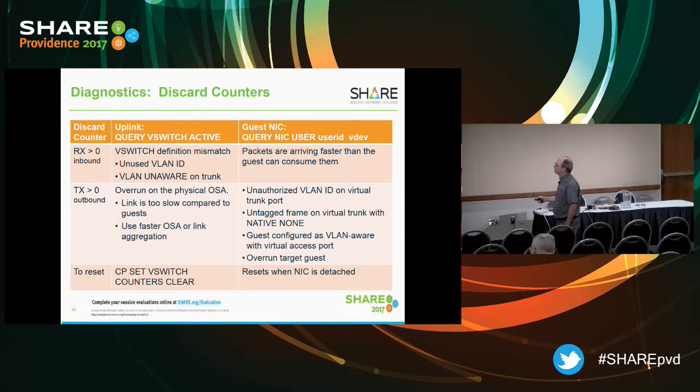It also means I may have coded VLAN unaware on a trunk. I'm getting VLAN tags, but I'm configured to not expect them. So every single packet is being thrown on the floor because they're not valid.